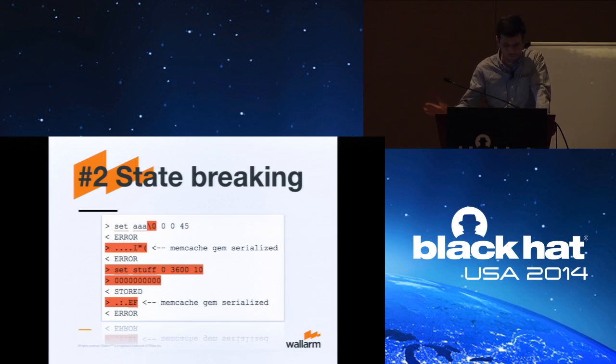Then it reads and tries to interpret our data as a command, and because it is a valid injected string, memcached successfully interprets this as a new command and returns STORED. And the last command was also invalid, because it's the memcached Ruby gem's serialized postfix, and it doesn't look like a valid memcached command.